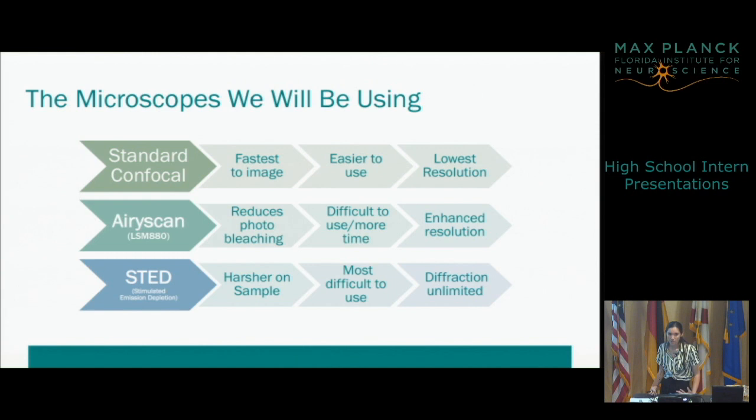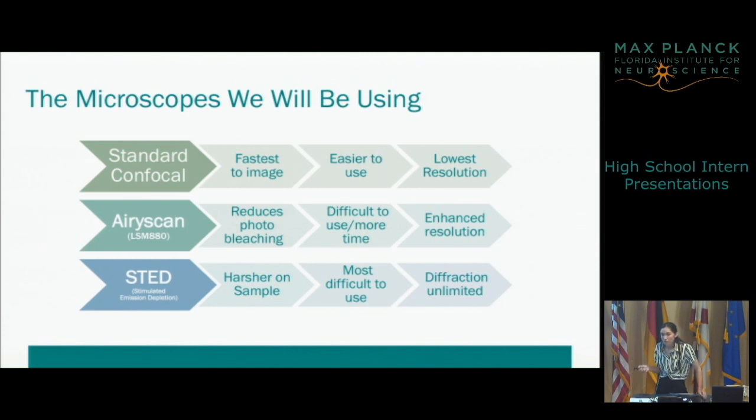There are several different parameters and adjustments that go into it: how bright do I want the sample, how much resolution do I need, and the pixel size. So there is a lot of time that goes into it, but in theory, it is diffraction unlimited, so you will be able to see well below 200 nanometers.